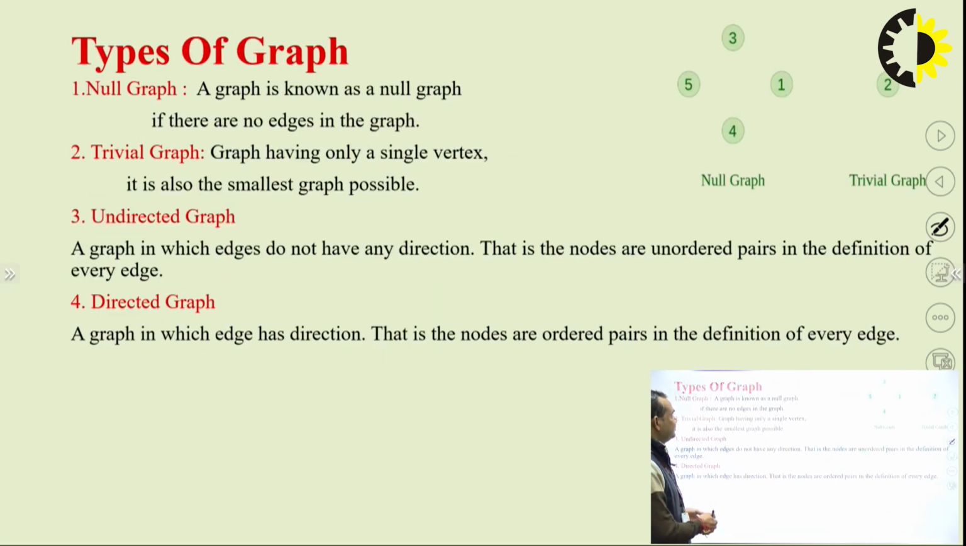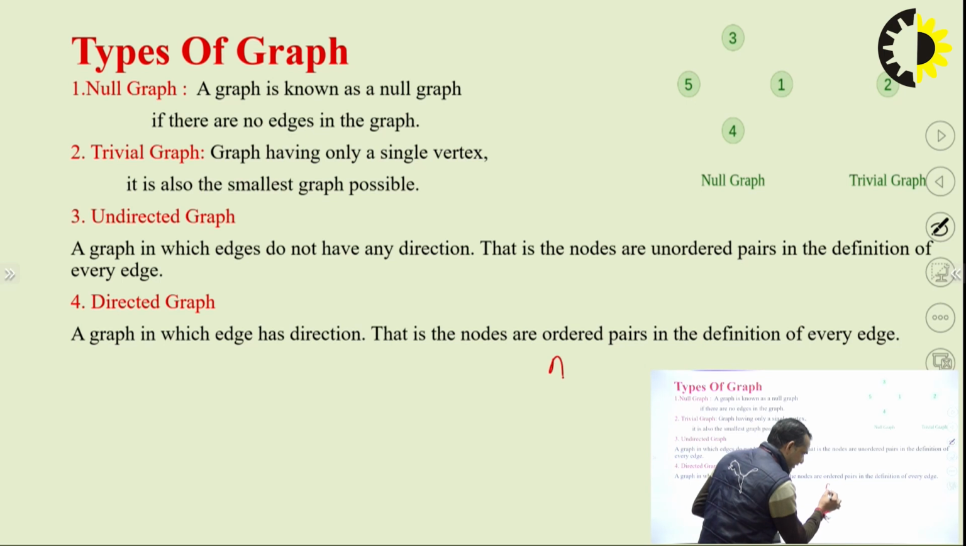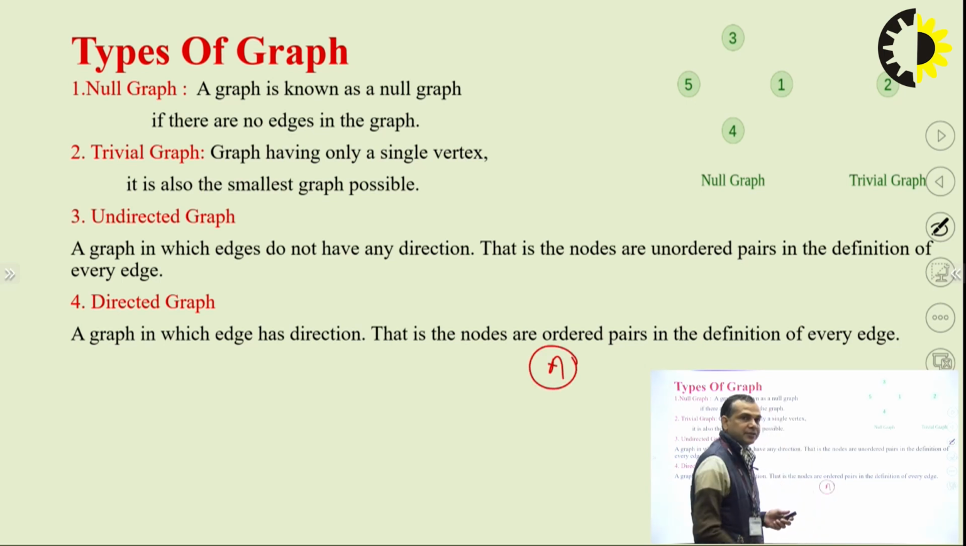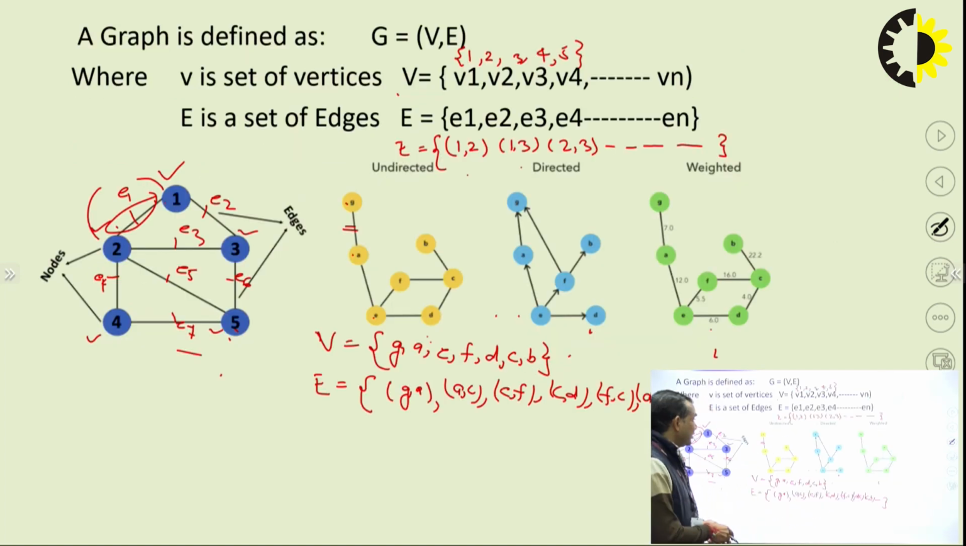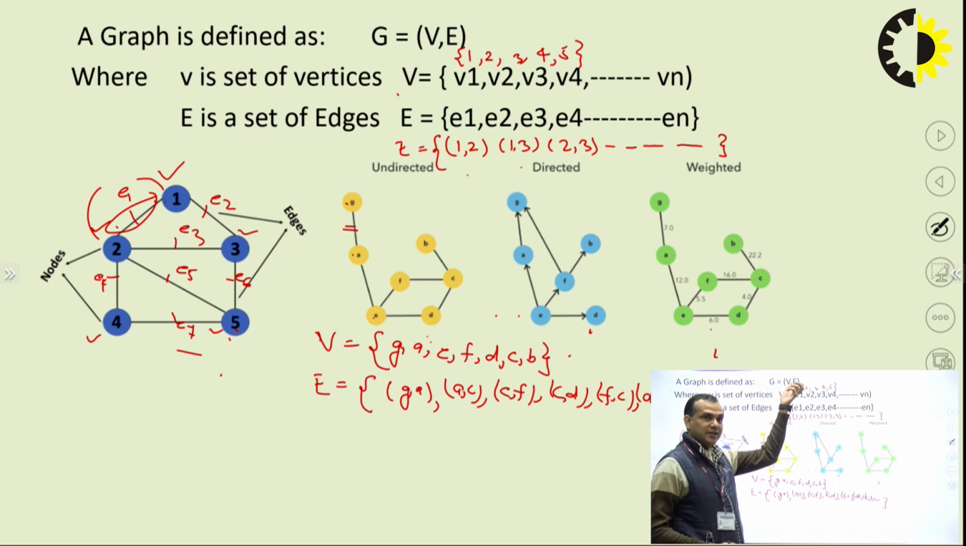Clear? Now, there are various types of graph. If I am defining a single node, that is this, and I say it is a graph, we have to think that a graph consists of two things: one is the vertex, second is the edges. Means when we are talking about a graph, it will contain some vertices, and if we have more than one vertex, then there is a line between these two vertices, means the edge.